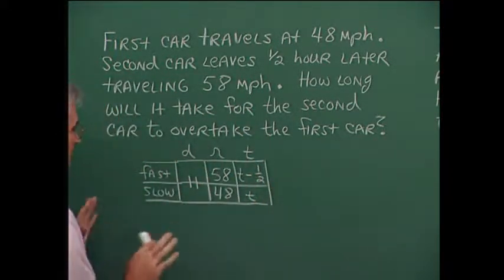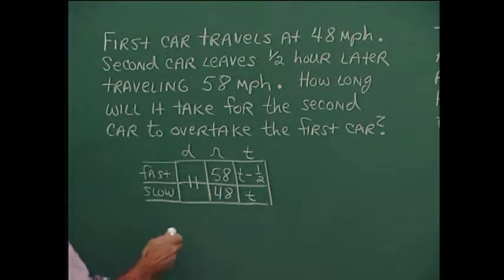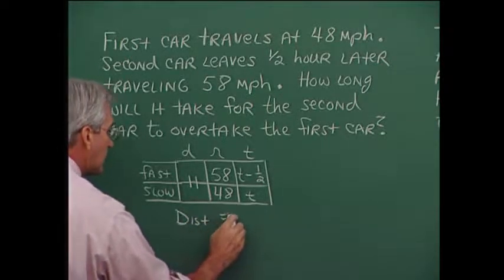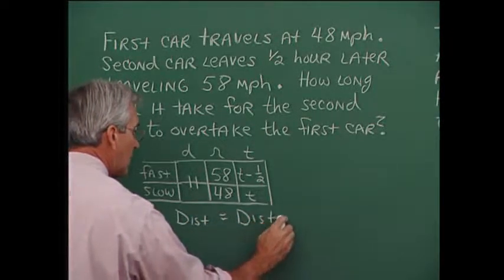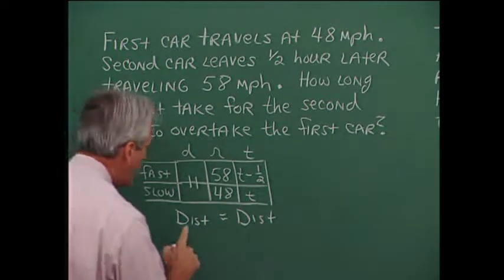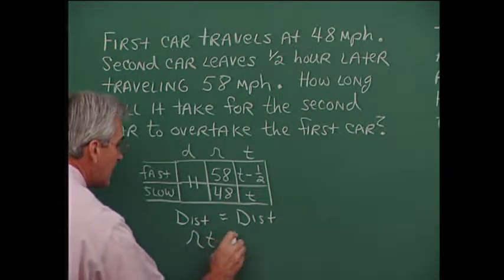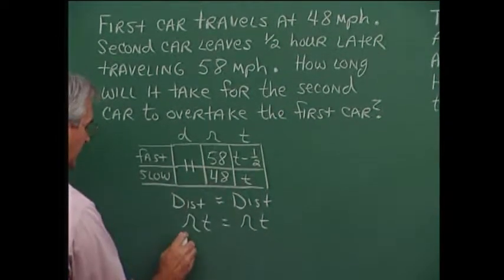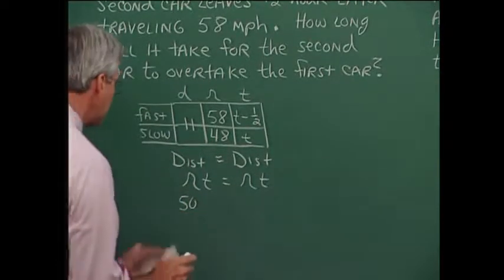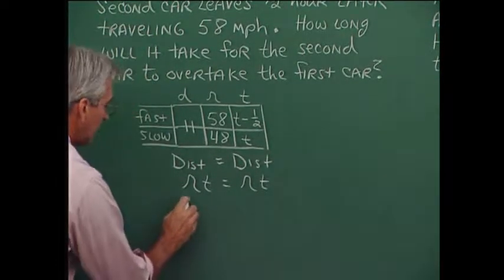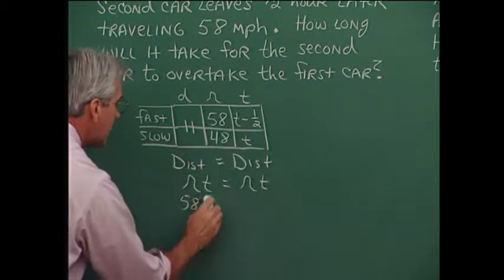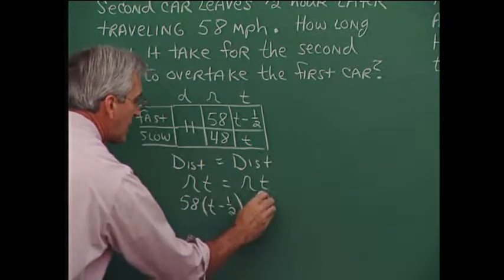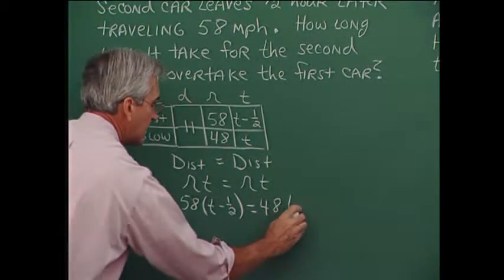All right, let's run through it. We have, let's see, the distances are equal. So our concept is that the distance traveled by the fast car is equal to the distance traveled by the slow car. Distance equals distance, you see. Okay, now what is distance? Well, distance is some rate times time, and this distance is also some rate times time. So for the fast car, the rate is 58, and the time is t minus 1/2. And then for the slow car, the rate is 48, and the time is t.